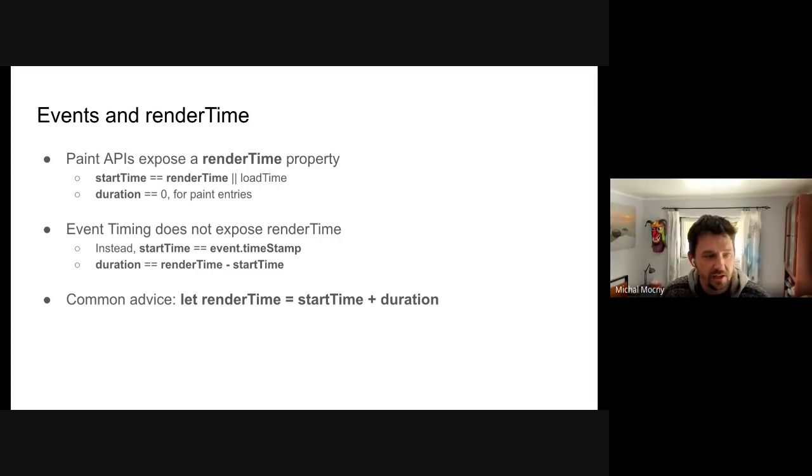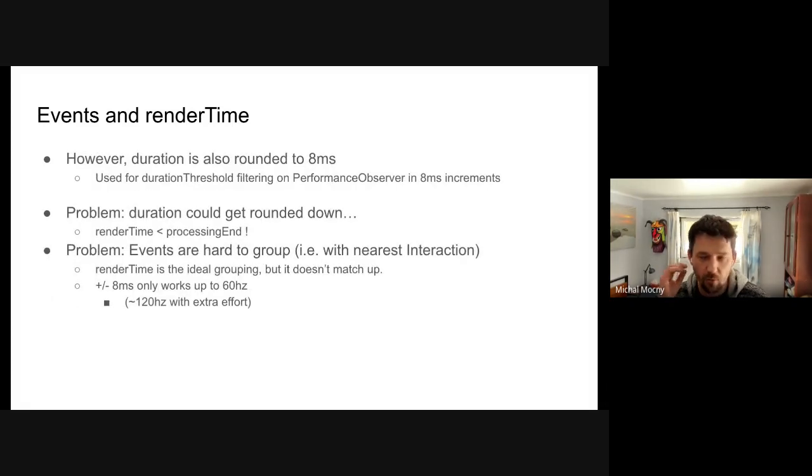Now, event timing doesn't actually expose render time, but it does have a similar concept. That's because the duration value of events is sort of exposed in terms of the render time that the event had. So you take the render time, you subtract its timestamp, and you get a duration. And it's common advice that you see in blogs and in tooling and in snippets that if you want to know when an event ends, you just take its start time and add its duration. The problem is that we round duration to 8 milliseconds. We don't round the timestamp. The timestamp is the hardware accurate timestamp that you would get if you registered an event handler, but you do round the duration, which is defined in terms of render time.